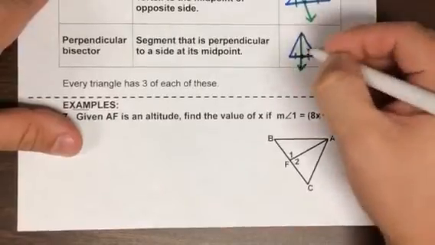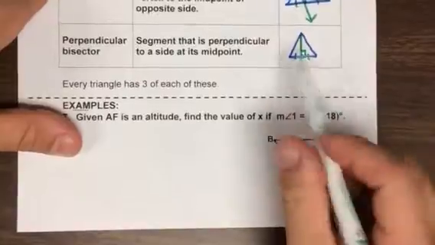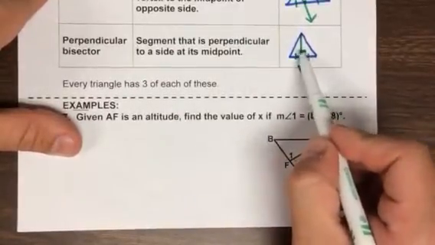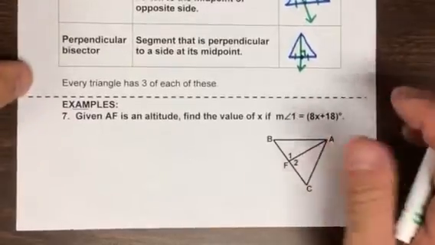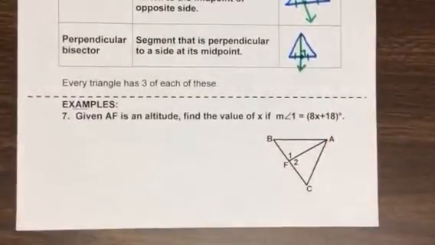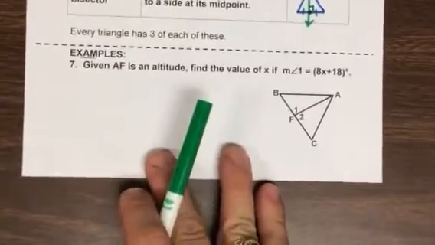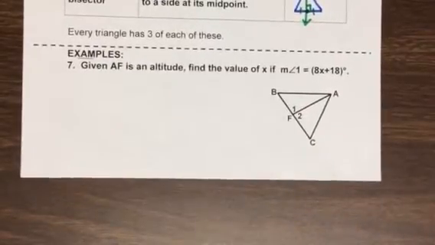Just draw that straight down. Notice I marked those 2 pieces as congruent. Notice I put a 90-degree angle right there. It is perpendicular to the side at its midpoint. Okay? So each triangle has 3 of these items. So it is important to us to know what we're looking at.